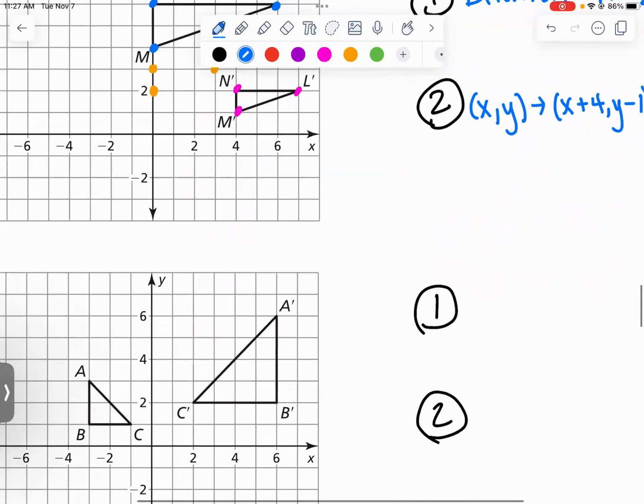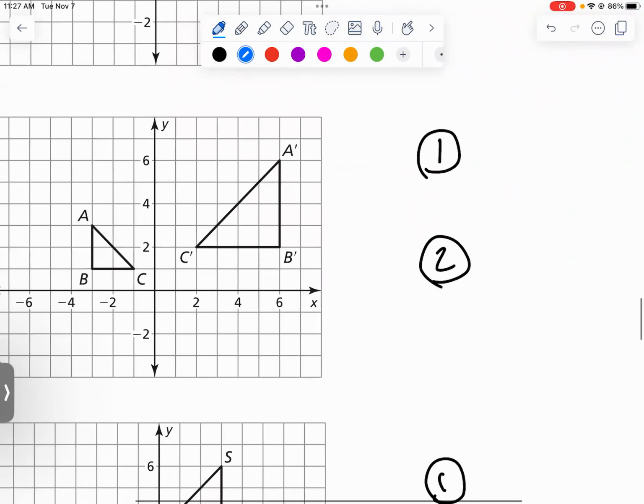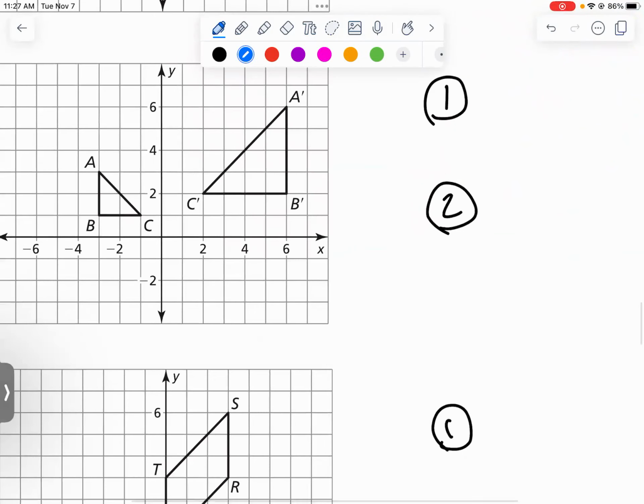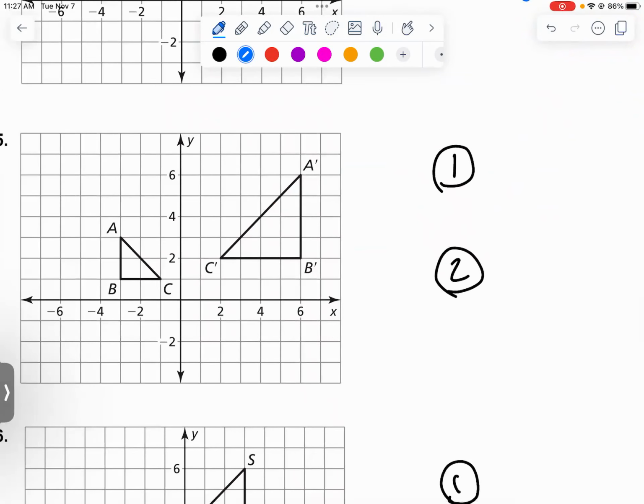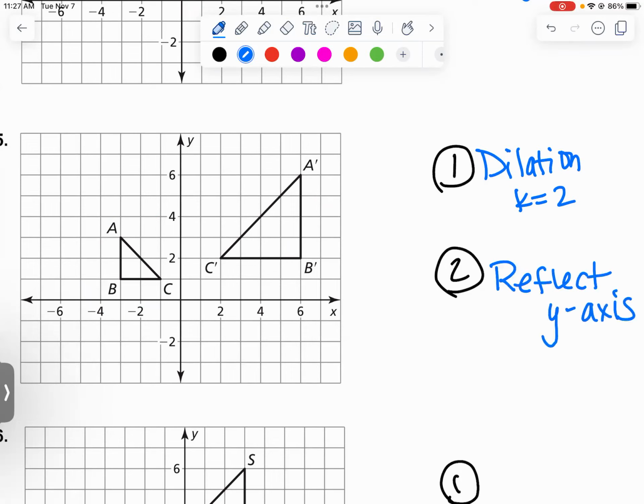All right. How about number 2? Dilation of what? It'd be K equals 2. This guy's the first one. What's the next transformation? About? Good. Good.